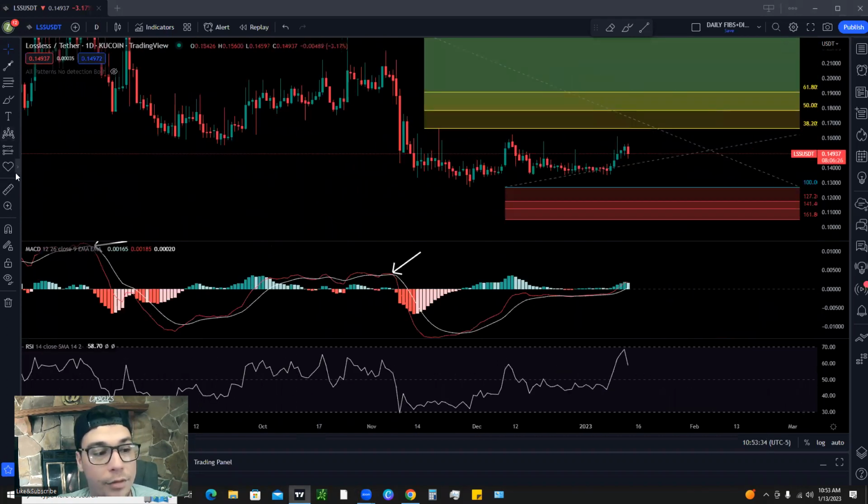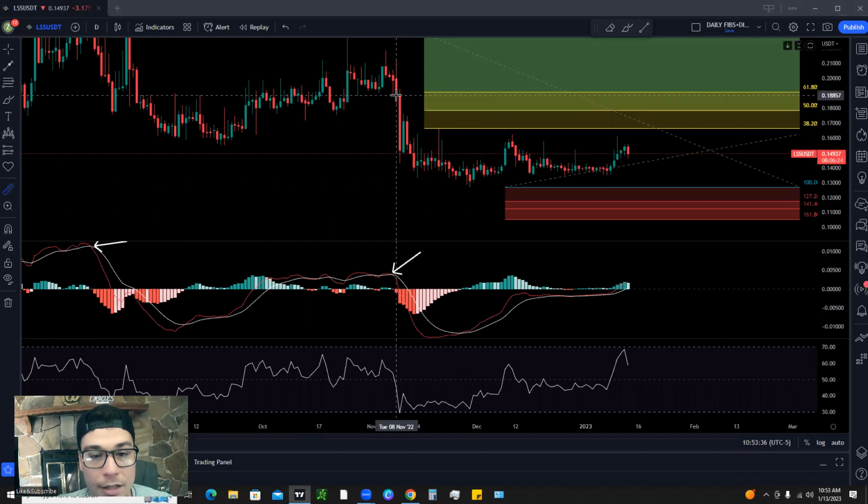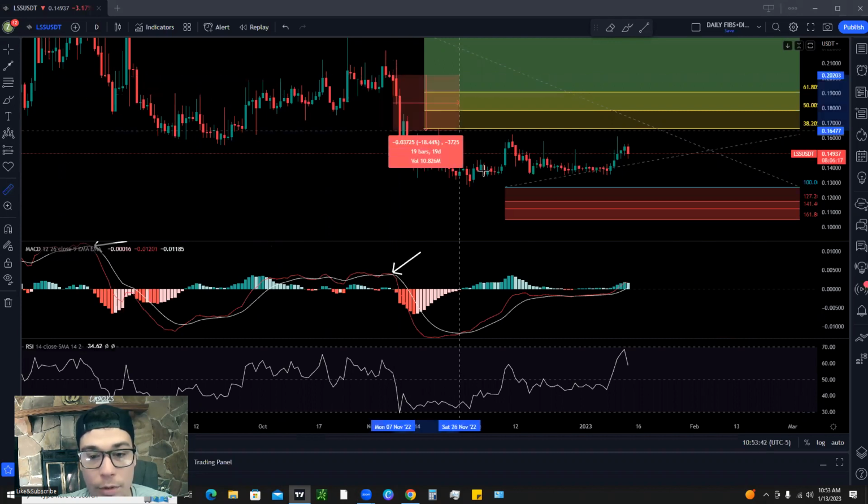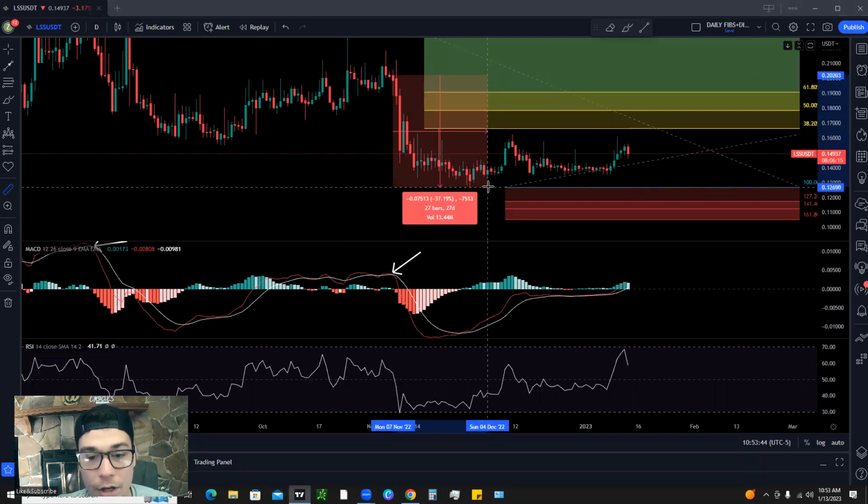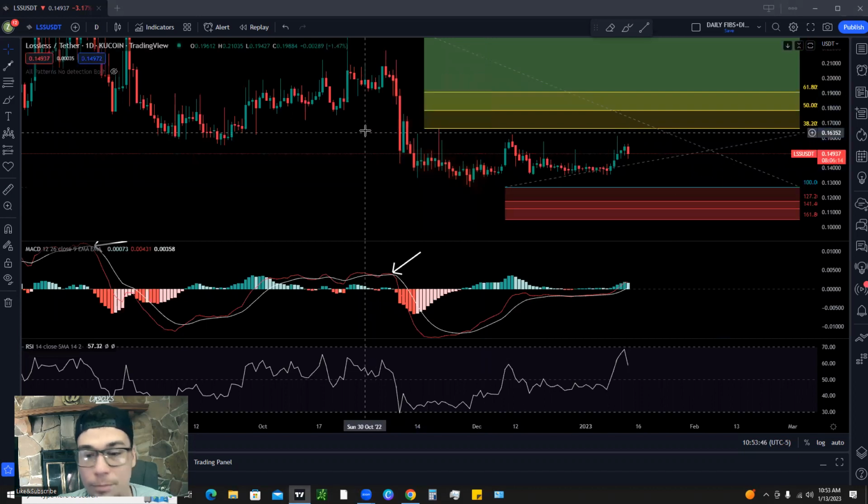Over here, we have a very similar thing happening, right? We get our MACD sell signal. We'll measure from, we got it on which candlestick? We got it on this candlestick right here. So we measure the open down to the lows, and that was a 37% drop.